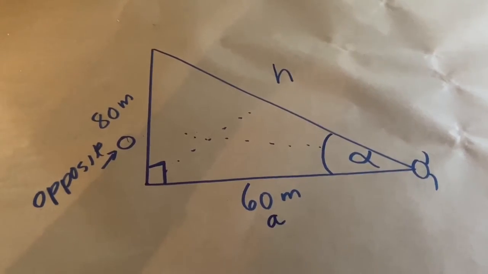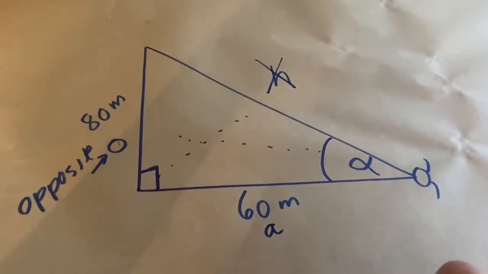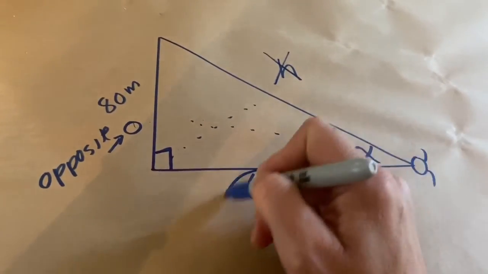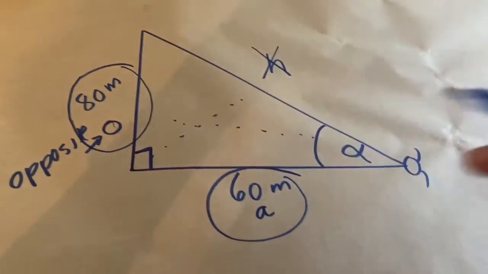So what I need you to realize is that in this question, the H is not important. And the reason it's not important is because there's no number there. There's a number next to the A. There's a number next to the O. So those are the two that are important.